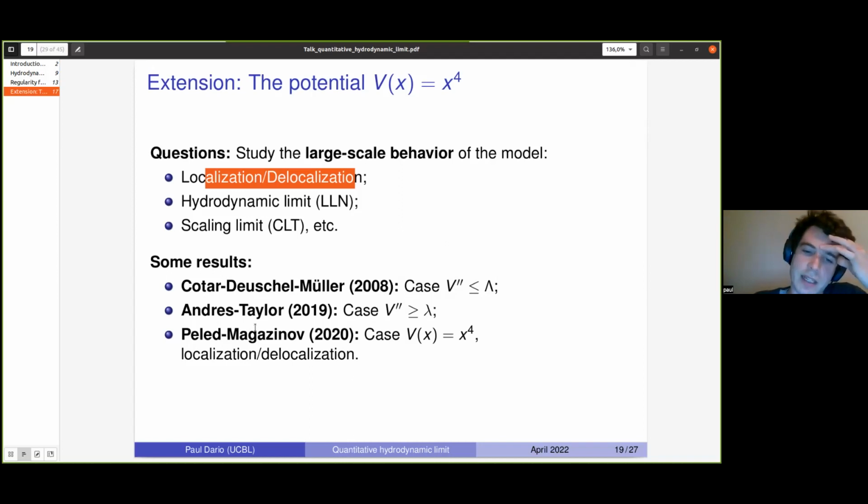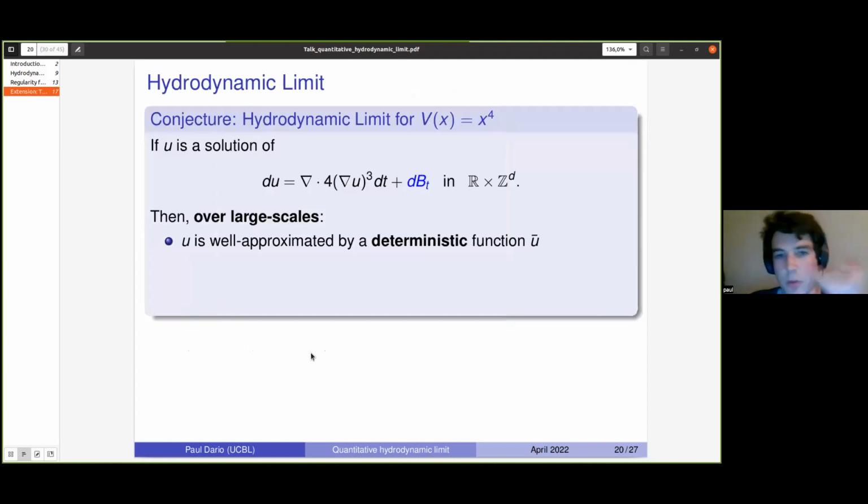Ron Peled and Alexander Magazinov treated questions of localization and delocalization for V of x equal x^4 in the case where you have a system with periodic boundary conditions. So the results which have been established in the case of uniformly elliptic potentials are not so simple to extend. Now this is more or less work in progress with Scott Armstrong.